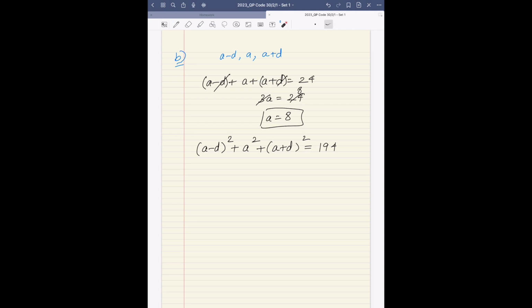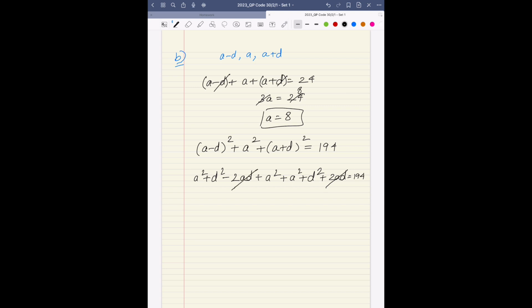Now open the bracket and don't just write it as a square plus d square. I've seen people writing like this. This is a minus b whole square. You have to expand it properly using the formulas. a square plus d square, and do not substitute the value of a. First simplify it and then substitute the values to help you ease out your calculations. Minus 2ad plus a square remains as it is. Then (a plus b) square formula is a square plus b square plus 2ab is 194. I'm calling b, but it is d.